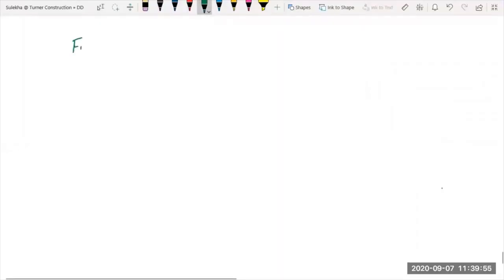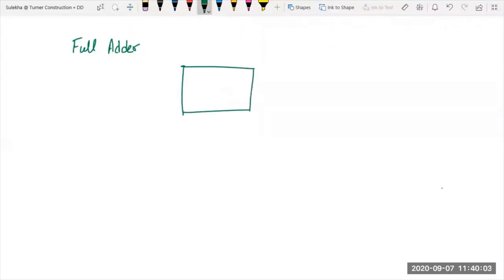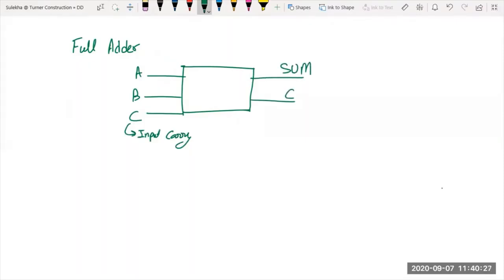If you talk about full adder, you have the same case. One box is there. You need to design the circuitry inside this box, and you have three inputs. The two things are your variables, which are a, b, and this c I am calling input carry. And you will get two things at your output: one is summation and another one is your carry, or this carry you can say output carry.